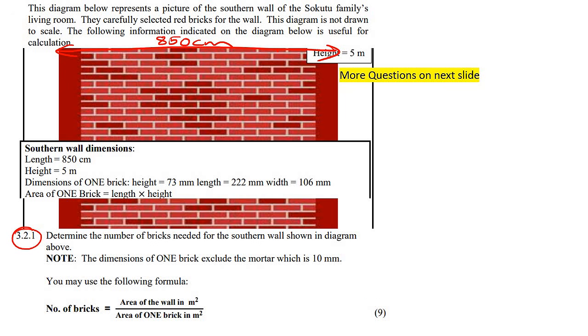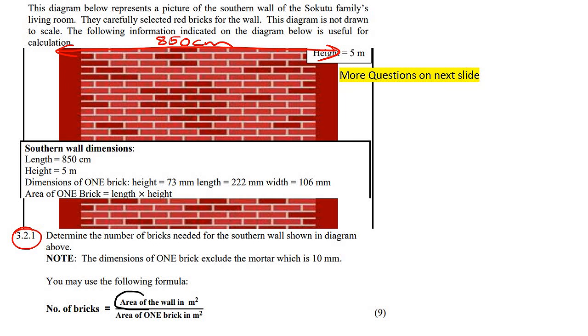So it says here, first question for only 9 marks. Determine the number of bricks needed for the southern wall shown in the diagram above. Note the dimension of one brick excludes the mortar, which is 10 millimeters. Okay, so remember that your mortar is the stuff that goes in between. Okay, so they've made it pretty straightforward. We're just going to go use this formula over here.